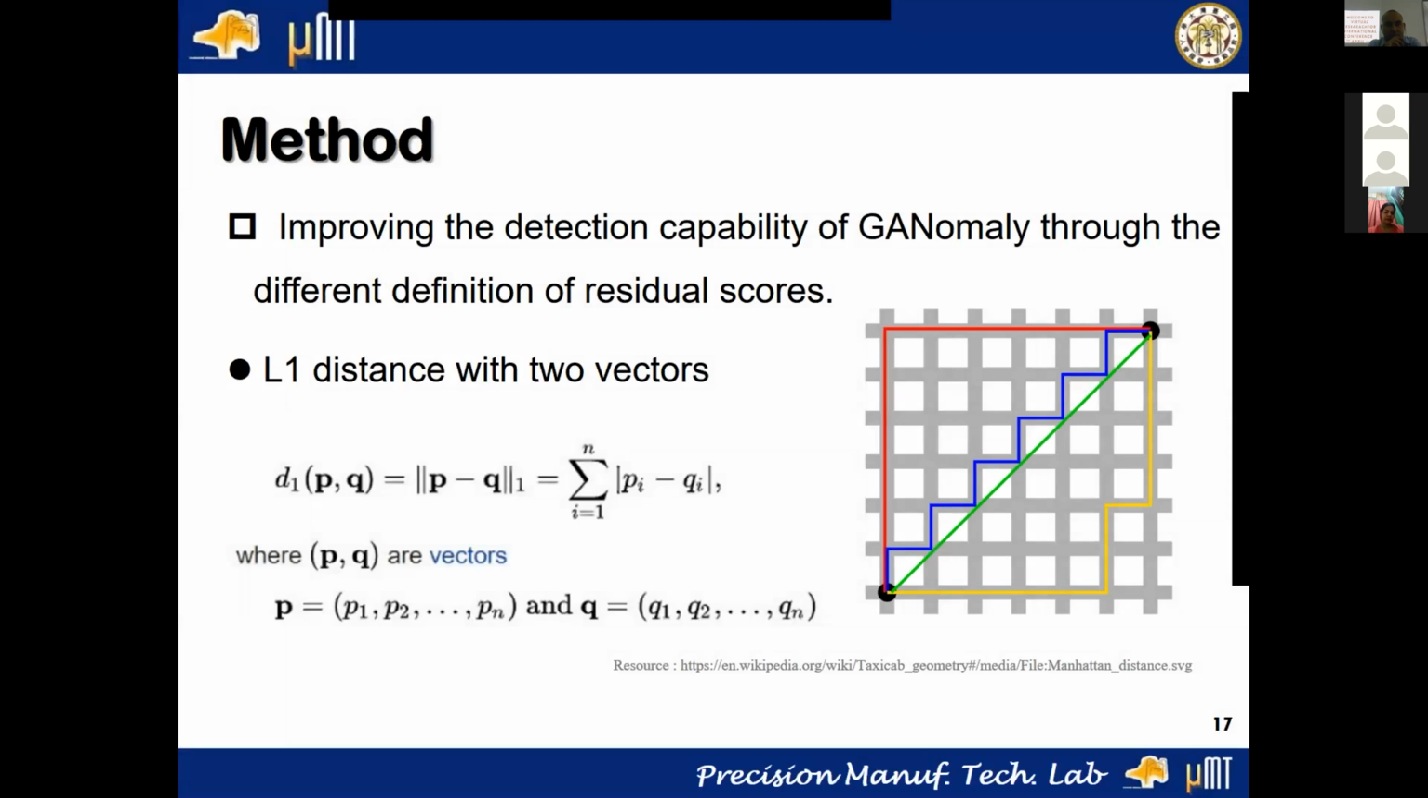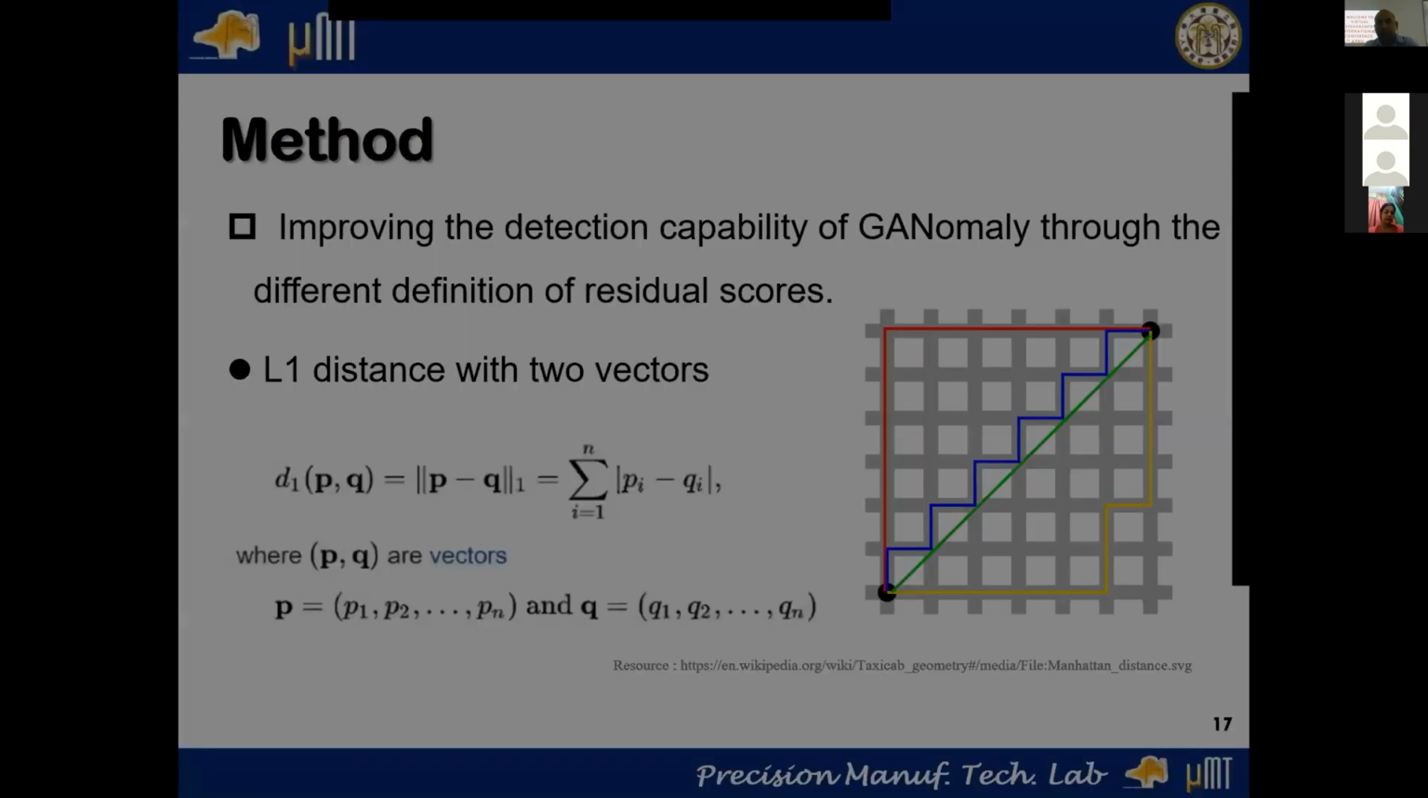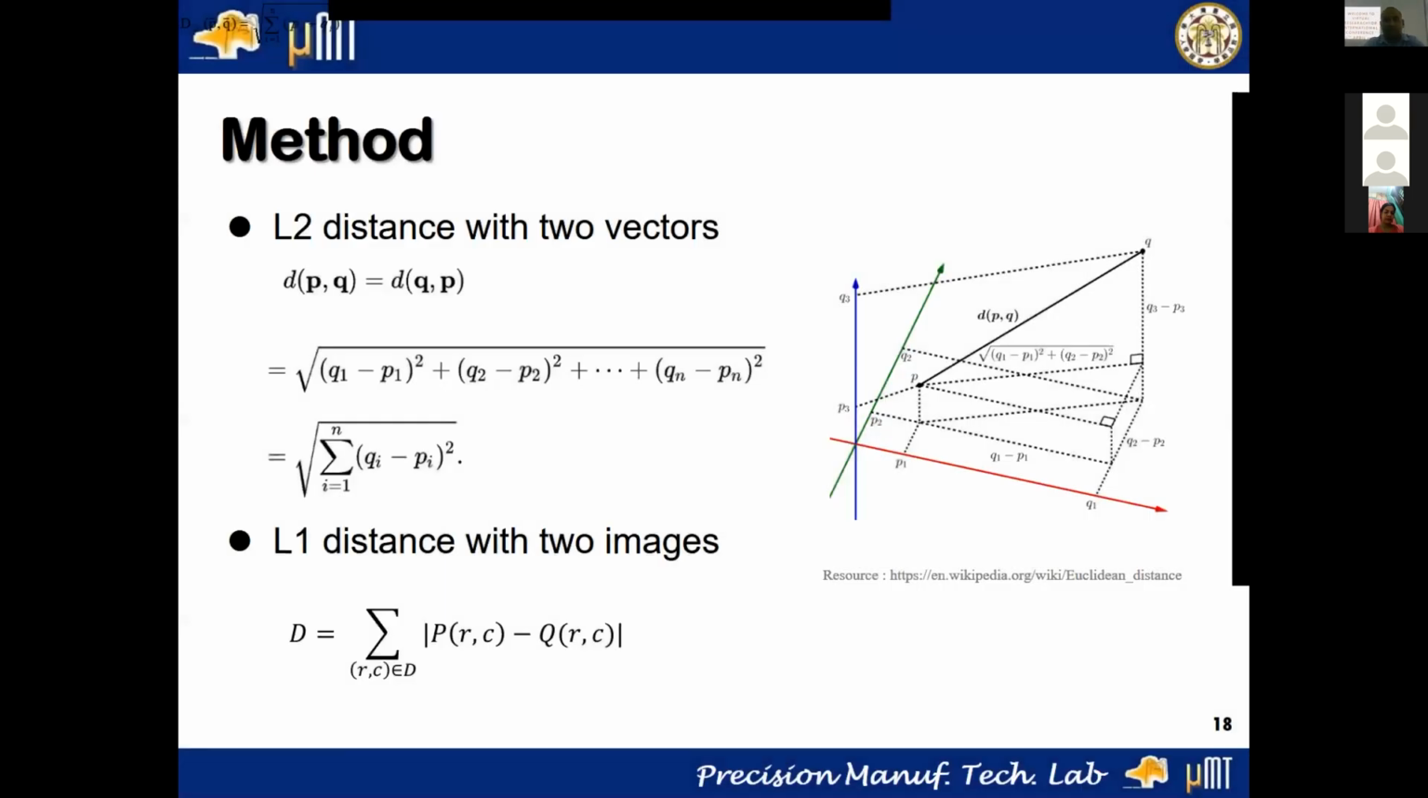In this paper, the detection capability of GAN-Anomaly is improved through different definitions of residual scores. The first one is L1 distance with 2 vectors, which is shown above. The second one is L2 distance with 2 vectors, and the third is L1 distance with 2 images.